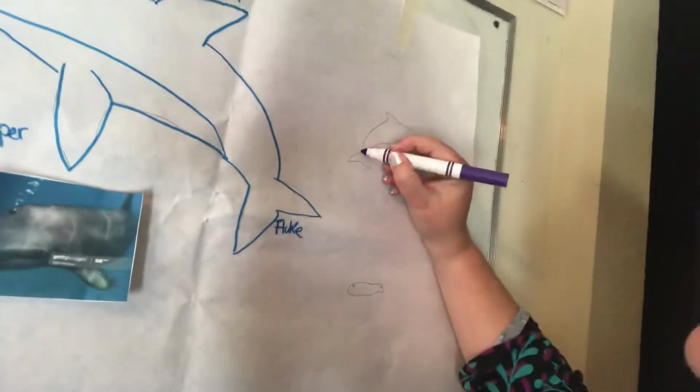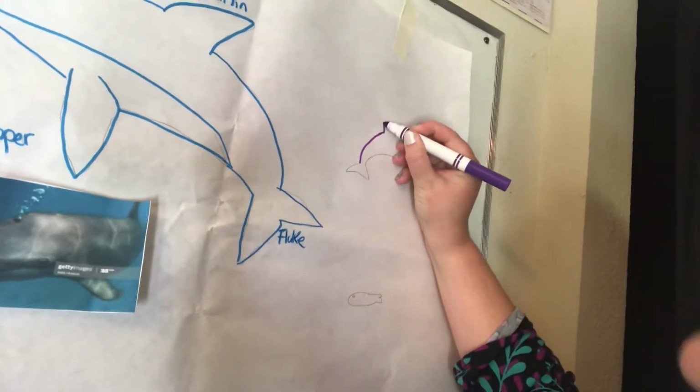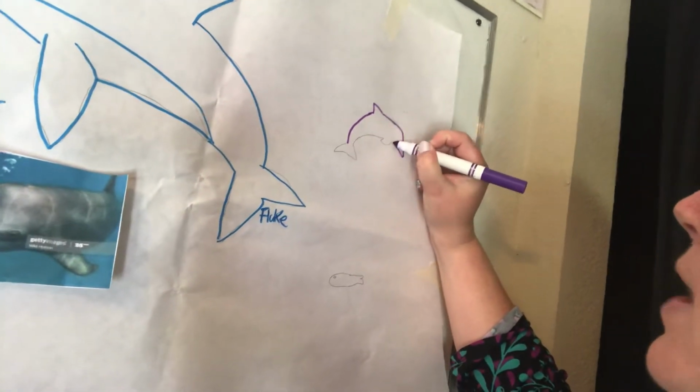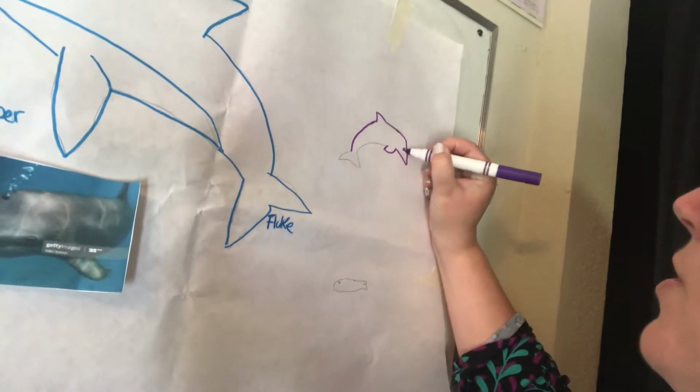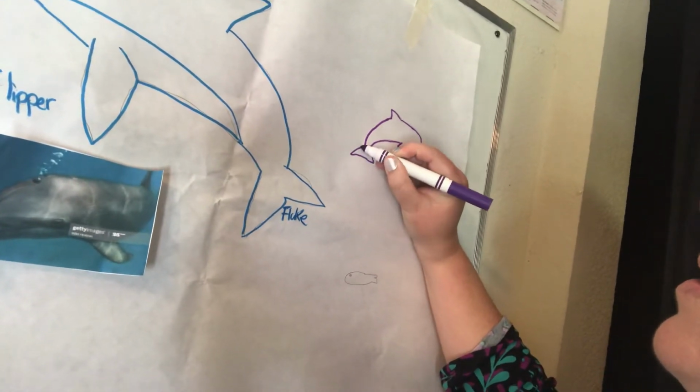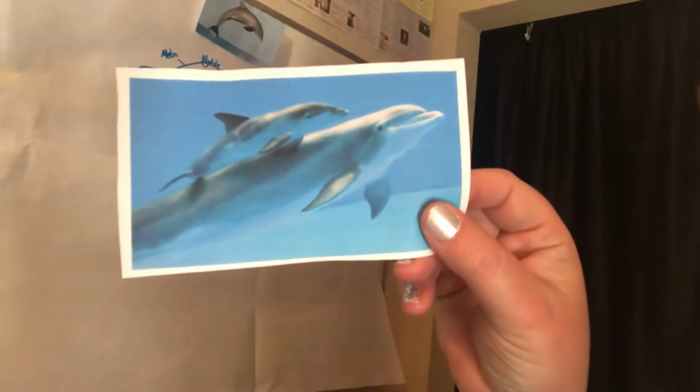So today we're going to talk about what they eat. We're going to talk about their diet, and we're going to talk about what their offspring or their babies are called. So we're going to start with their babies. Their babies are called a calf. Can you say calf? And they stay with their moms for quite a while after they are born. And I have a picture that I will show you. So here is a baby dolphin. It's a picture where the baby dolphin is swimming with the mom. You can see the baby on top there. And then there's the mom dolphin.